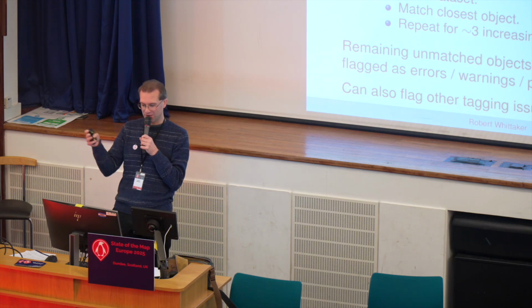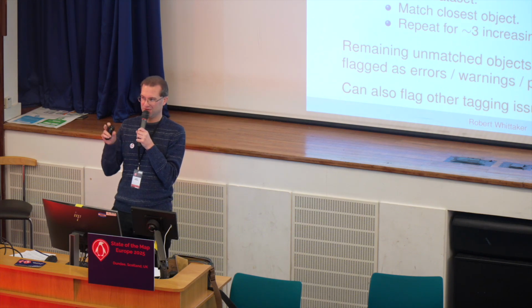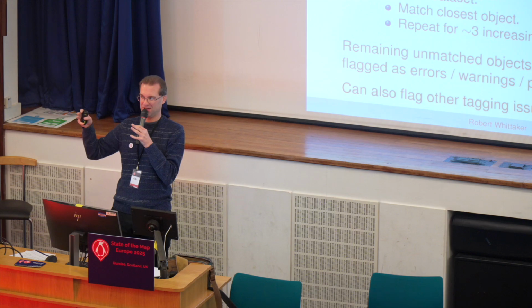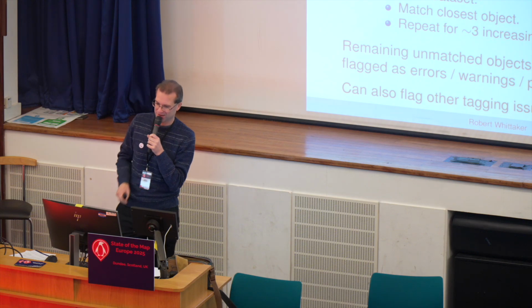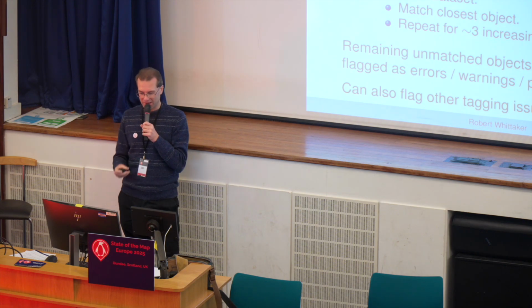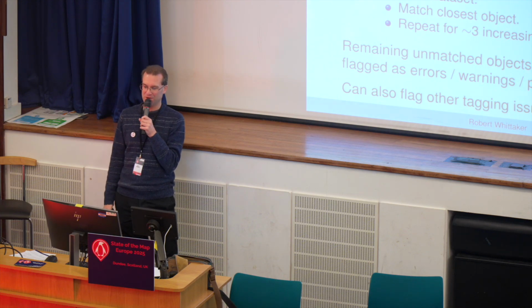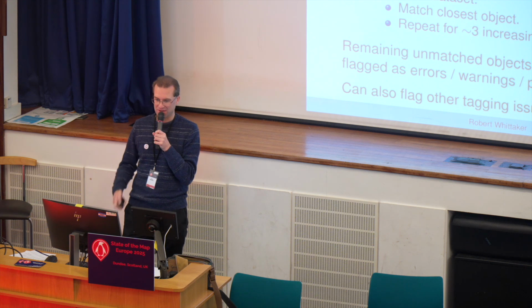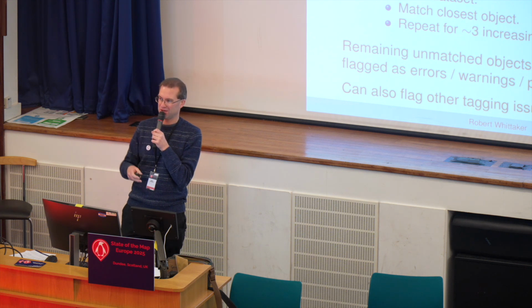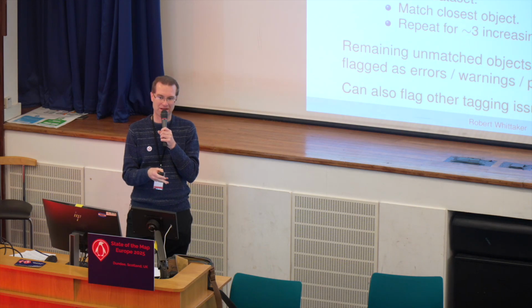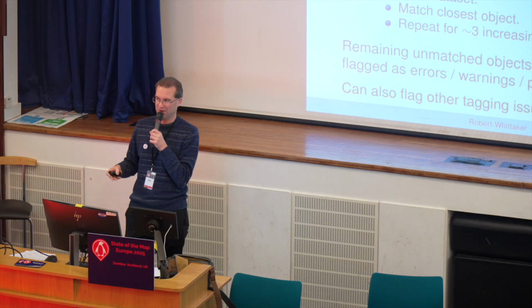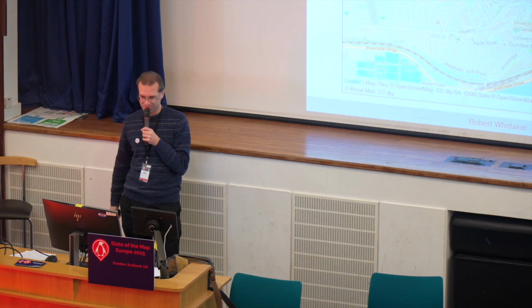So depending on how good your external data set is, you might do sort of 50 meters, 150 meters, 500 meters or something like that. And then anything that isn't matched after this process, you flag as an error or warning. So you might have things in OpenStreetMap that aren't matched, where maybe a store's closed, or you might have things in the data set that aren't in OpenStreetMap, where it just hasn't been mapped yet.